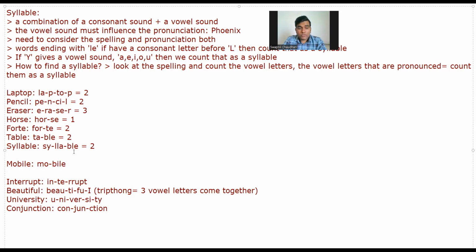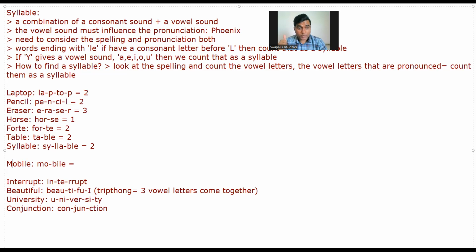Okay? We do not pronounce it in other ways, right? We pronounce it like mobile. Okay? So that's how you just need to understand the pronunciation breakdown. And if you try to count in this word, how many vowel letters are there? So we have o, and then we have I, and then we have E. Okay? Now, are all of these letters pronounced?